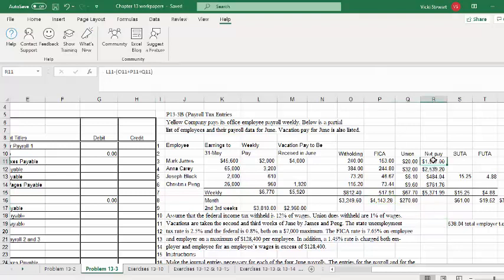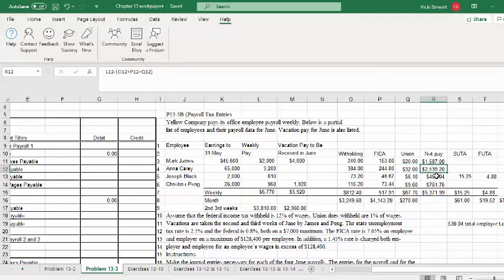Now the next thing I have done is I have calculated the net pay for each of the employees. So remember that the employee's gross pay is listed in this column, but we would subtract the withholding, the FICA, and the union dues in order to determine each employee's net pay.